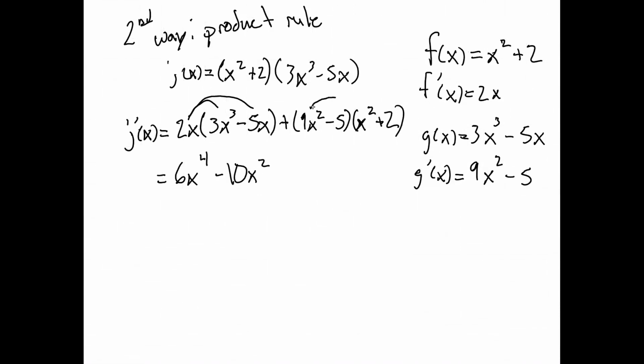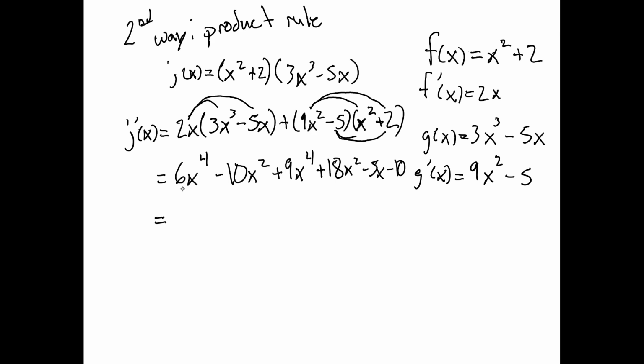So over here I have my 9x squared minus 5, and I'm multiplying by the x squared plus 2. So we do all of these. 9x squared times x squared gives me plus 9x to the 4th. 9x squared times 2 gives me plus 18x squared. Negative 5 times x squared, negative 5x squared. And negative 5 times 2 gives me minus 10. So now we just combine like terms.